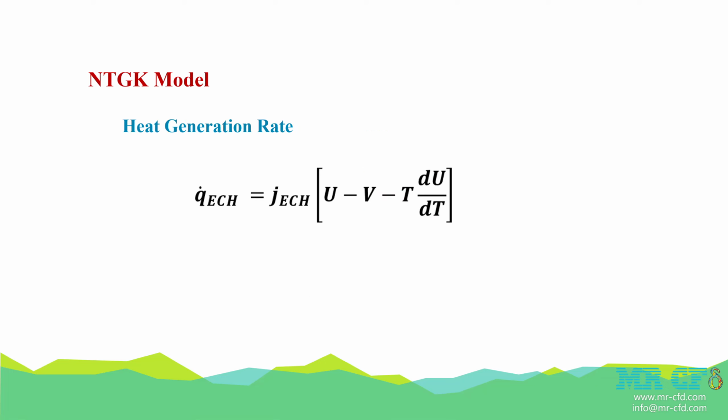After J_ECH, we study Q_ECH in the NTGK formulation. So the heat generation rate due to electrochemical reactions in the energy equation is computed as shown.